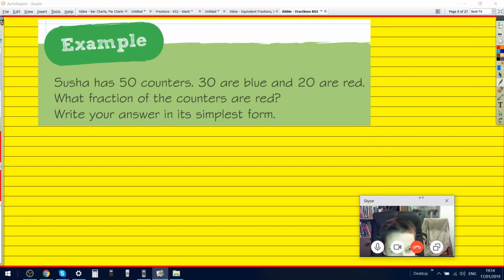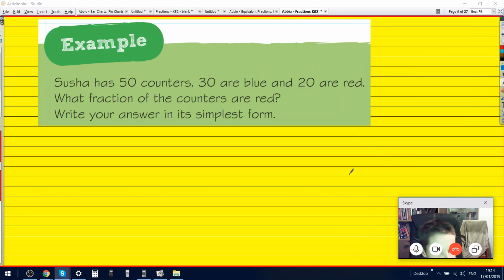Okay, how would you do this one? Susha has 50 counters. 30 are blue and 20 are red. What fraction of the counters are red? Write your answer in its simplest form. Well, for the first one, what fraction of the counters are red? I think the fraction would be 20 over 50. Yeah.